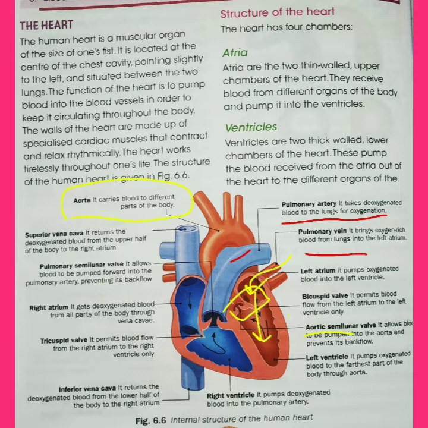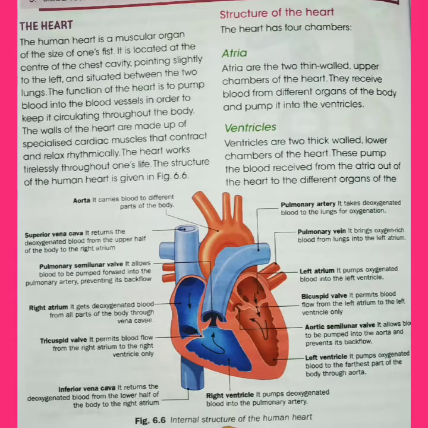Next, superior vena cava and inferior vena cava. So here you can see those superior and inferior. This part is the superior vena cava and this one is the inferior vena cava. So it brings deoxygenated blood. Superior vena cava returns the deoxygenated blood from the upper half of the body to the right atrium, and inferior vena cava returns deoxygenated blood from the lower half of the body to the right atrium.